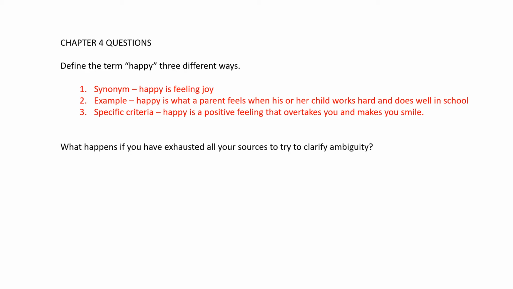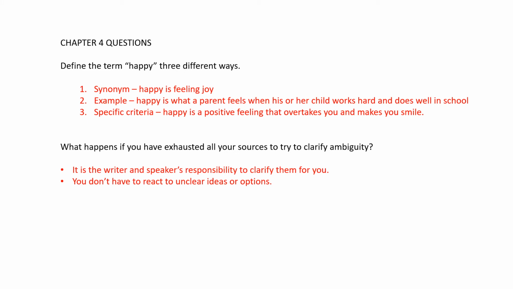So what happens if you exhaust all your sources to try to clarify ambiguity? What happens if you tried synonyms, you tried examples, you tried specific criteria, and you still feel like the author is not able to define what they are trying to say, or you can't figure out what the author is trying to say? As a critical thinker, okay, you do not have to feel like you have to react to anything that you feel is still unanswered or unclear. It is the writer and the speaker's full responsibility to clarify them for you.